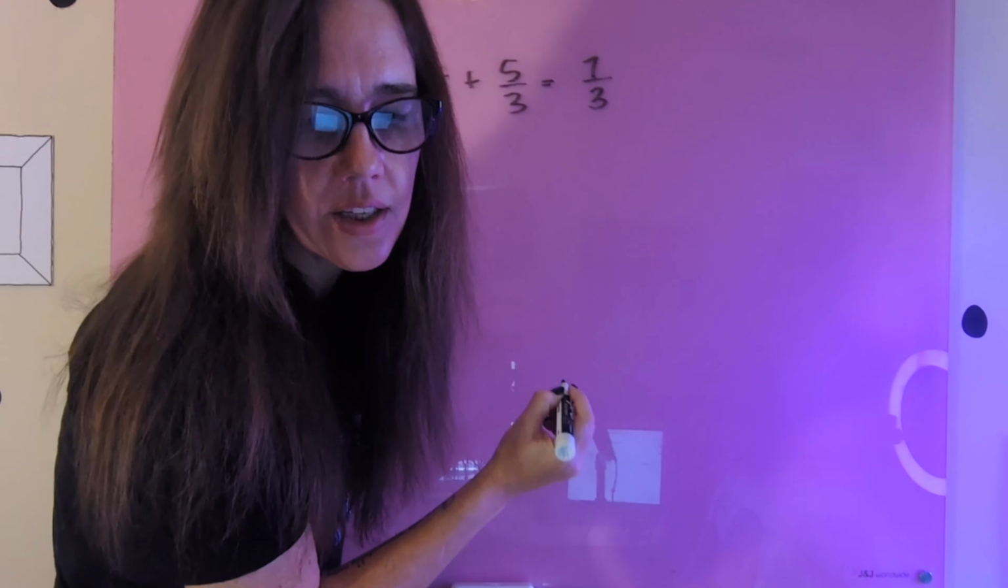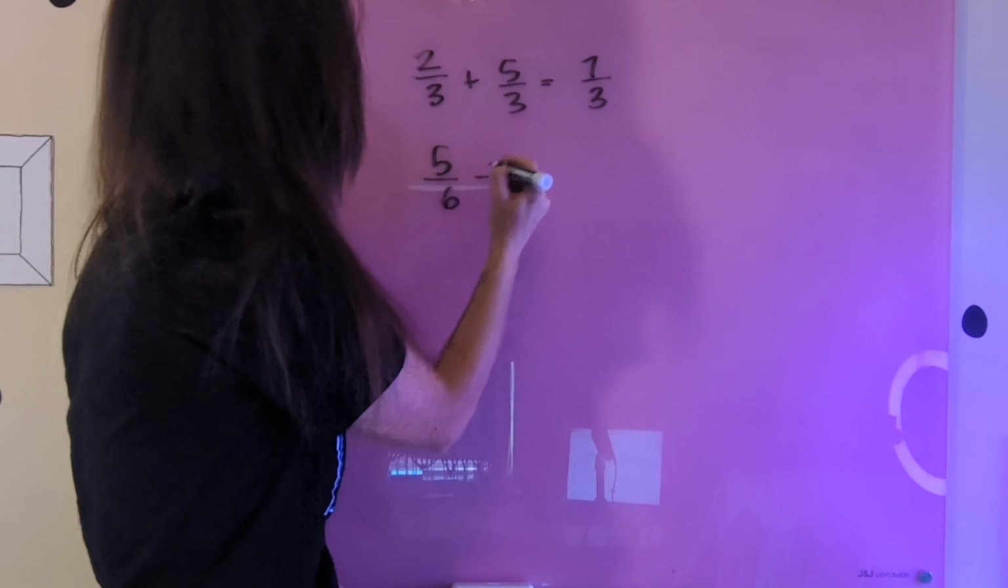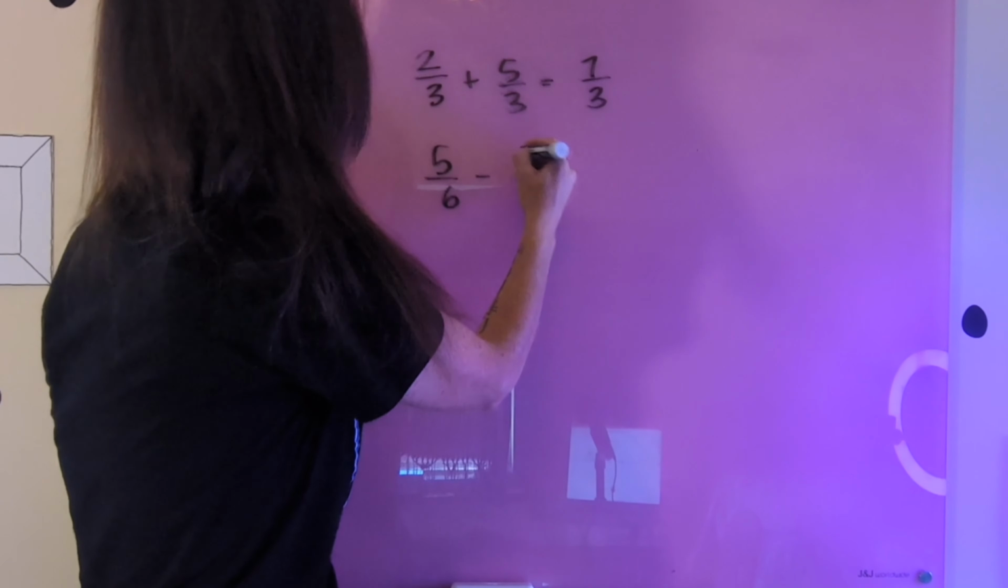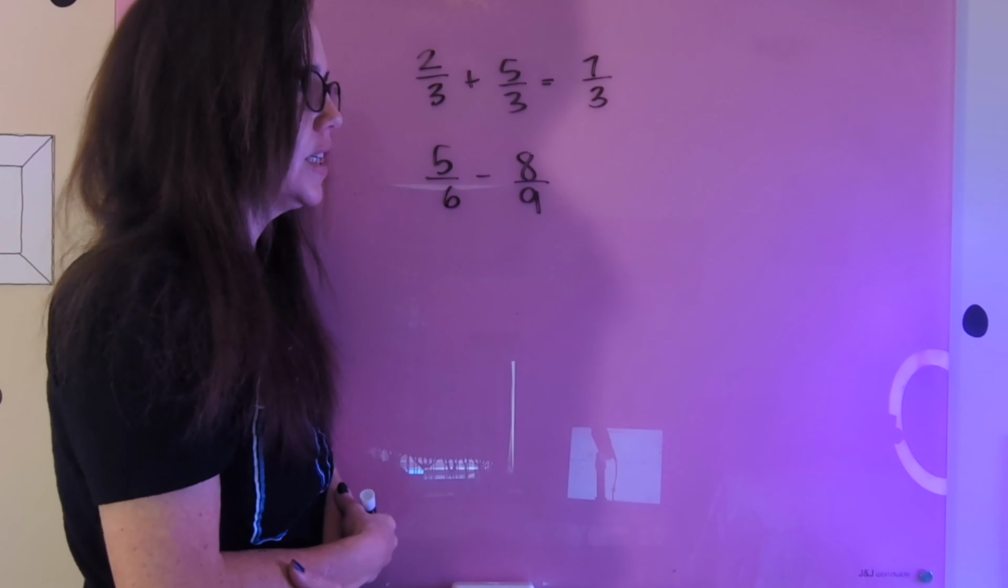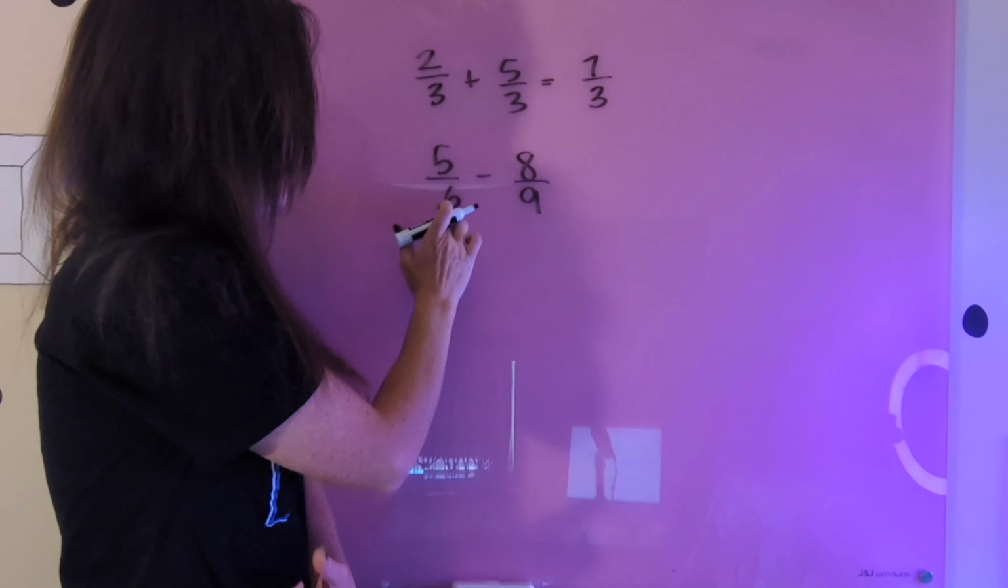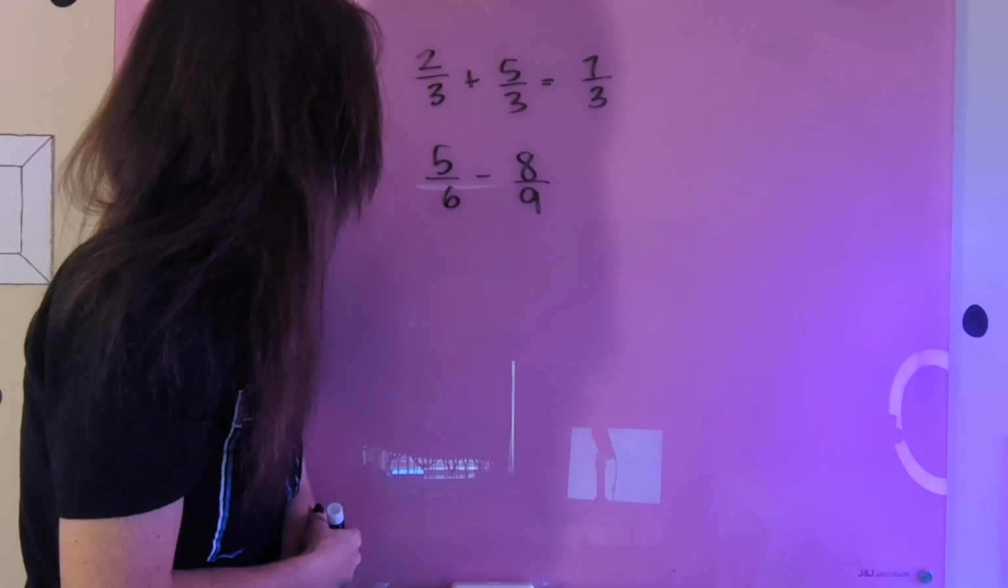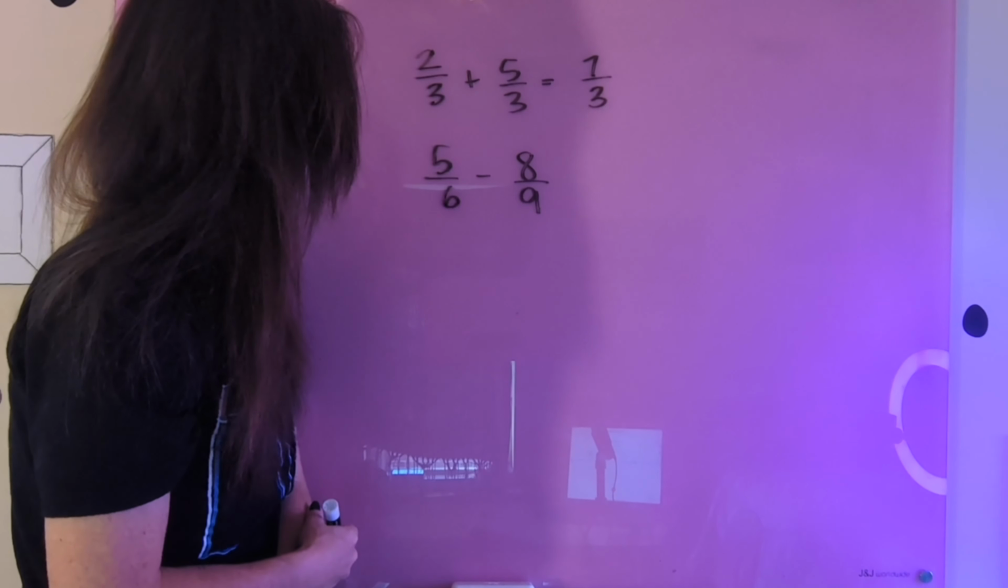Okay, what about, let's try some that don't have the same denominator. So let's do 5/6 minus 8/9. Okay. Because we want to look at these a little bit. 6 and 9 have a common factor, 3. So maybe we could find a common multiple that we don't have to multiply them together. Let's see. So I have to think about it.